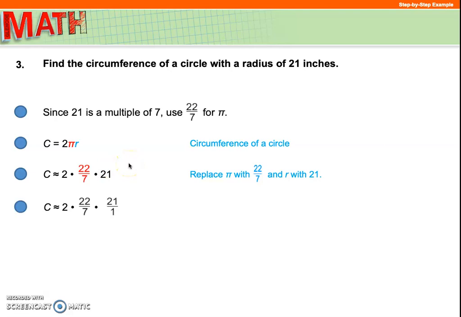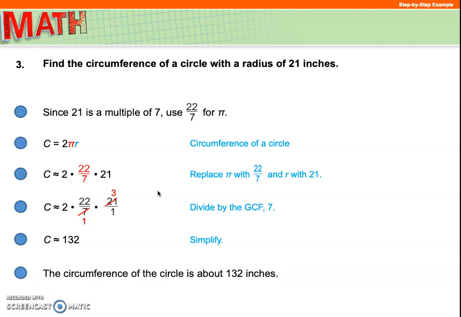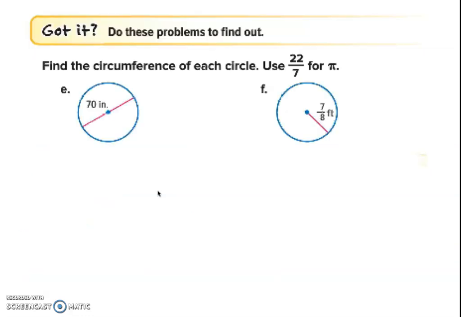So what we'll do here first is go ahead and notice that 7 goes into both itself and 21. So that leaves us to multiply out 22 times 2 times 3, which will give us the answer of 132. So our circumference of the circle will be about 132 inches.